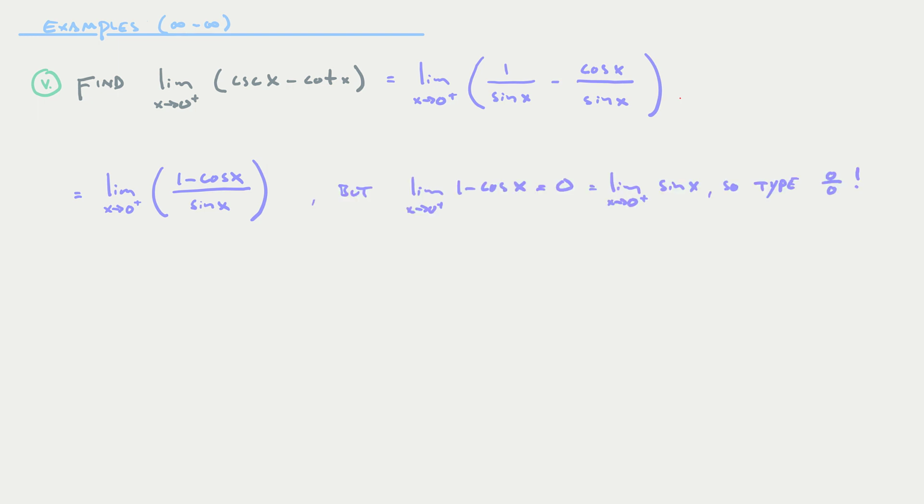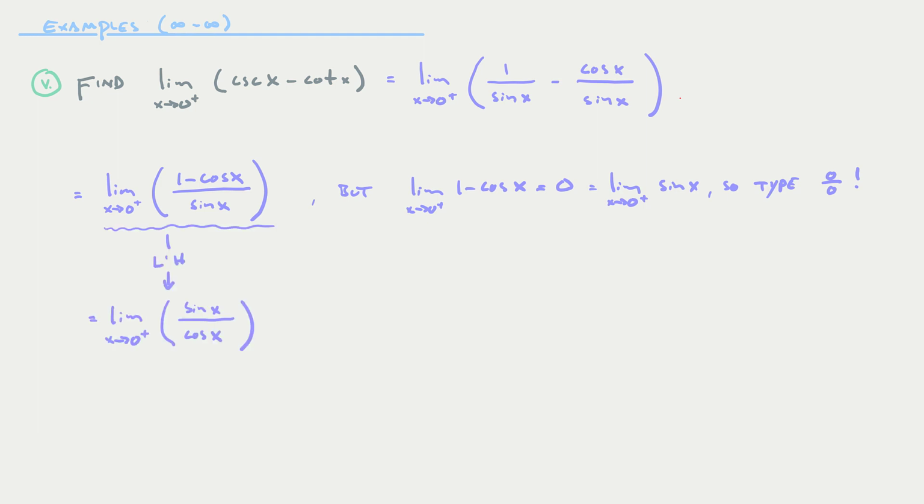Now we just have to hope that this is an indeterminate form. And it is, right? The limit as x approaches 0 from the right of 1 minus cosine x is 0. The limit as x approaches 0 from the right of the sine of x is also equal to 0. So this is type 0 over 0 indeterminacy. And I did that by direct substitution.